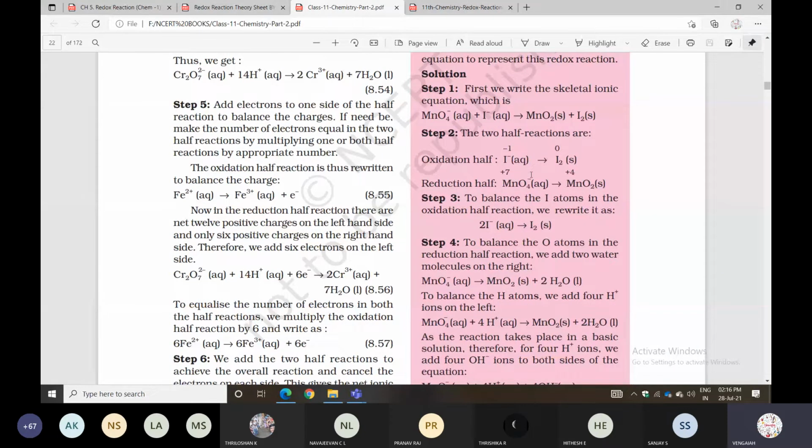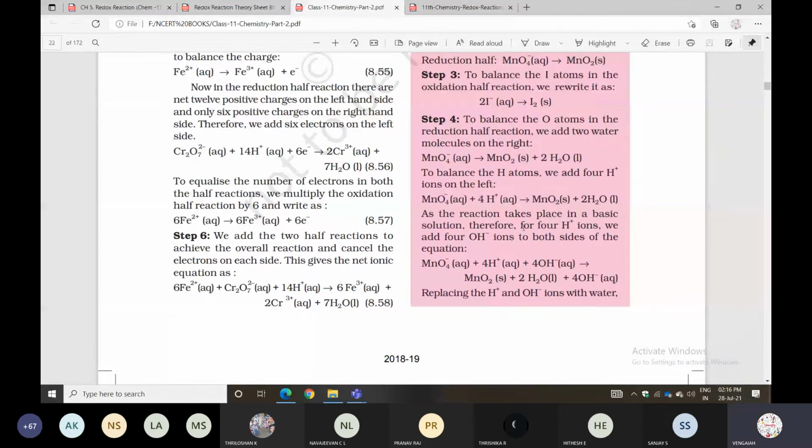To balance the oxygen atoms in the reduction half reaction, we add water molecules on the right hand side. Out of 4 oxygens, the product formed has only 2 oxygens, so the remaining ones are not there. That's why we multiply by 2 water molecules. To balance the hydrogen atoms, we add H plus ions. So when balancing oxygen, we add water molecules, and when balancing hydrogen atoms, we add H plus ions.